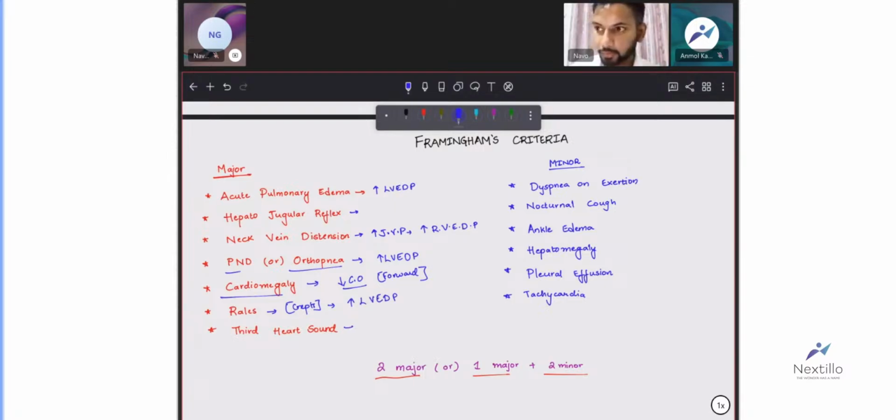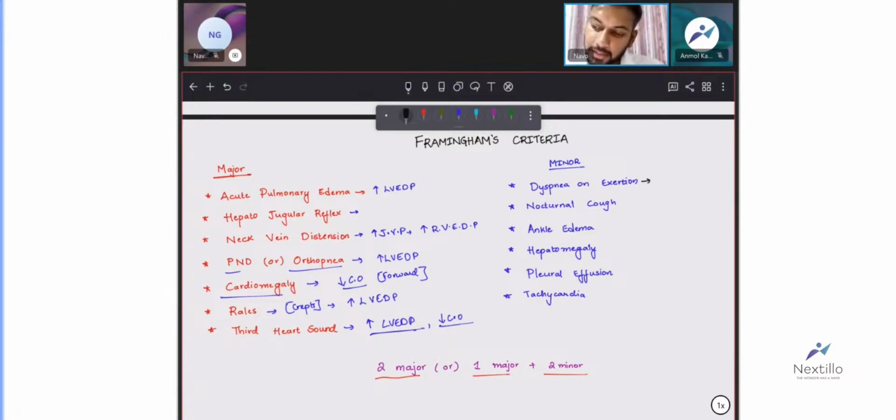Next, third heart sound. How did you get third heart sound? I told you, because of increased LVEDP, you got third heart sound. And also because of forward symptoms, you got third heart sound. S3 can be heard in both systolic and diastolic failure. So it is due to increased LVEDP, and also it is a forward symptom because of decreased cardiac output.